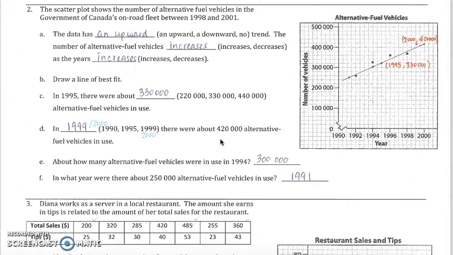Number 2, the scatter plot shows the number of alternate fuel vehicles in the Government of Canada's on-road fleet between 1998 and 2001. Let's do some fill in the blanks. The data has an upward trend. The number of alternative fuel vehicles increases as the years increase. Or you can say the number of alternative vehicles decreases as the number of years decreases. So these two numbers have to be the same.